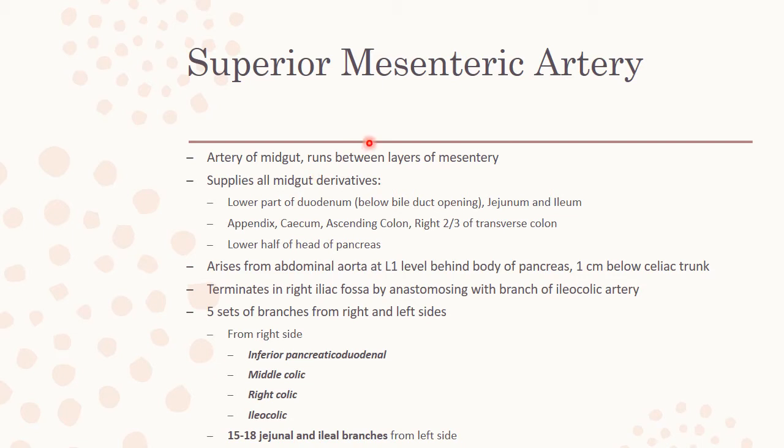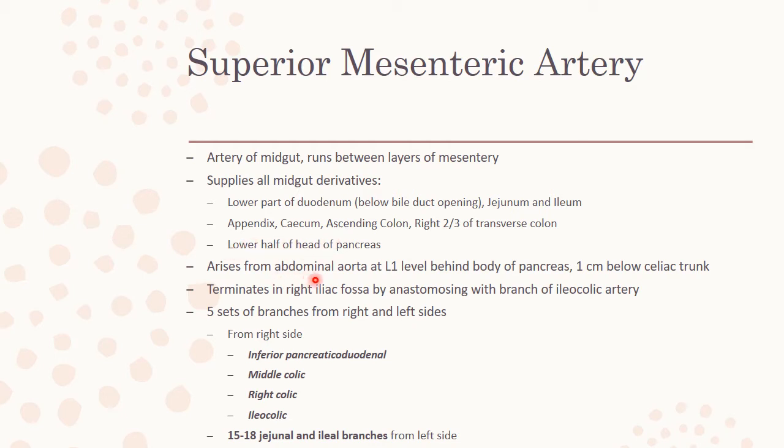The next major arterial trunk which is supplying the derivatives of the midgut is the superior mesenteric artery, and the branches of this superior mesenteric artery are running between the layers of the mesentery. It supplies all the midgut derivatives, which include the lower part of the duodenum below the opening of the bile duct. It also supplies the small intestine, the jejunum and the ileum, the appendix, the cecum, ascending colon, and right 2/3 of the transverse colon. And it also supplies the lower half of the head of the pancreas as well.